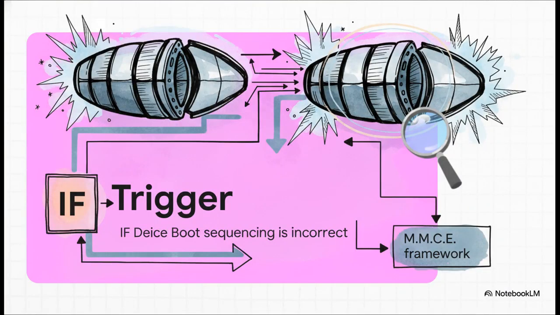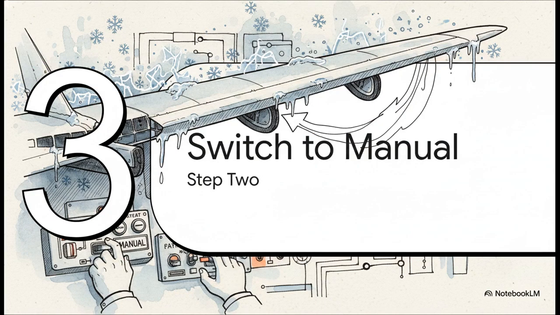And why exactly are we monitoring? Well, because of a massive, critical condition in the text. The manual states, if DEICE boot sequencing is incorrect. That tiny little word, if, is the trigger for the whole rest of the checklist. The physical steps we're about to cover are only triggered if your monitoring reveals that the sequencing is indeed incorrect. If it is, well, then we move to the next phase of our MMCE framework. Which brings us to Section 3.